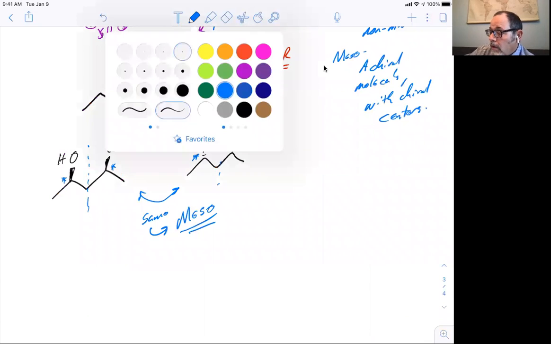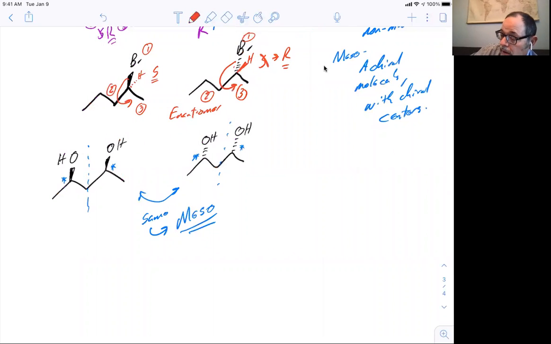The other thing to check for these is to go ahead and name it. So 1, 2, 3, right? We're going in this direction. Lowest priority is back, so that is R. If we look on this side, we'll get 1, 2, 3, going around this direction. Now my lowest priority is still back, so I get S. So RS.